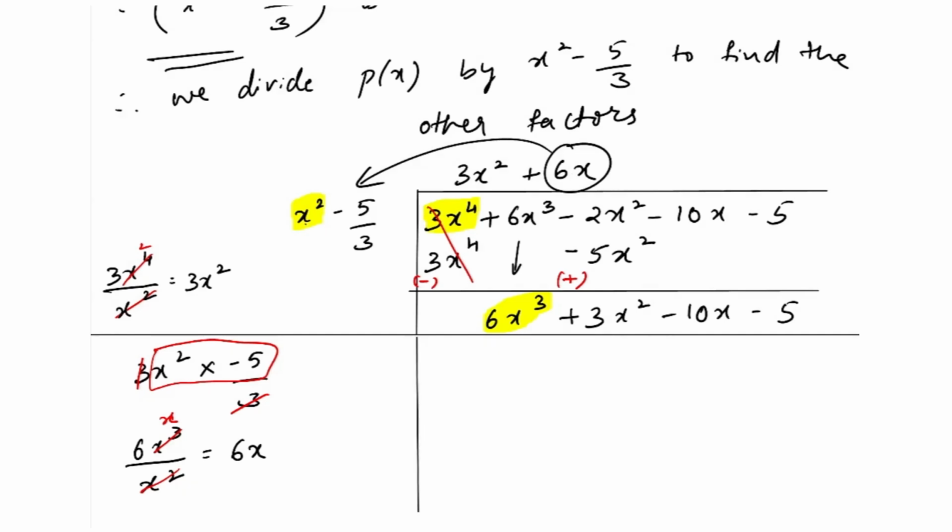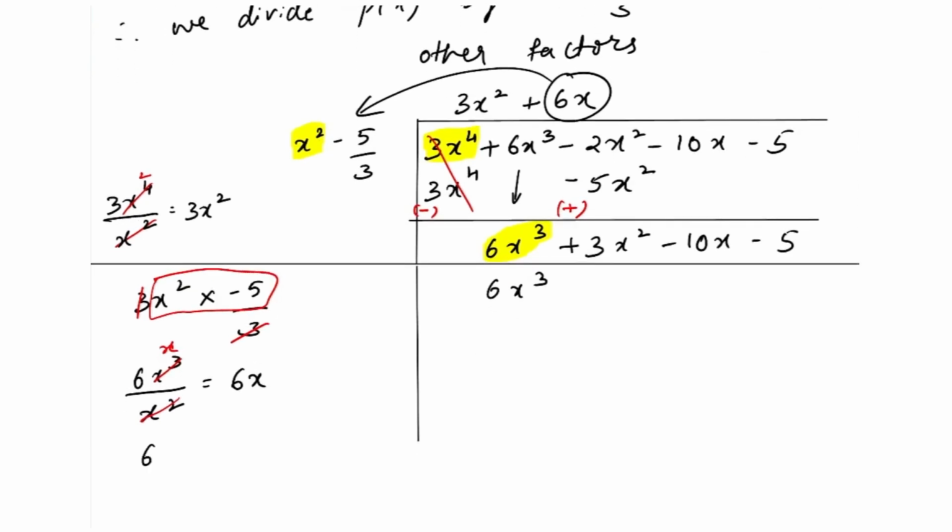So 6x into x square, if we multiply, we'll get 6x cube. And here we have 6x into minus 5 by 3. So 3 ones are 3 and 3 twos are 6. So we can divide this. Now we'll be getting 2 into minus 5, which is minus 10. So minus 10 and here we have x, so minus 10x. So we'll write minus 10x below the x term.